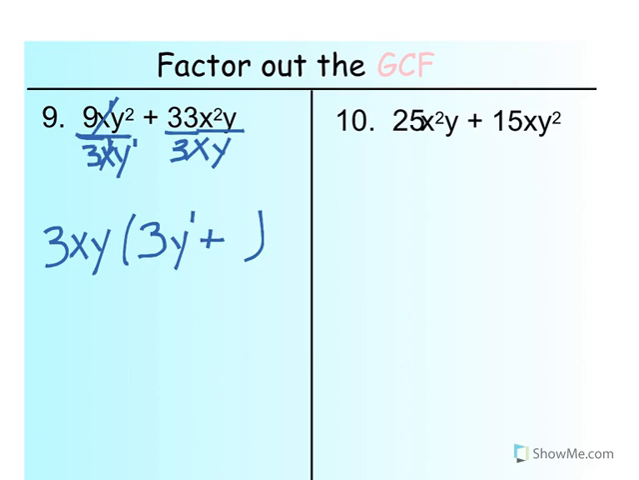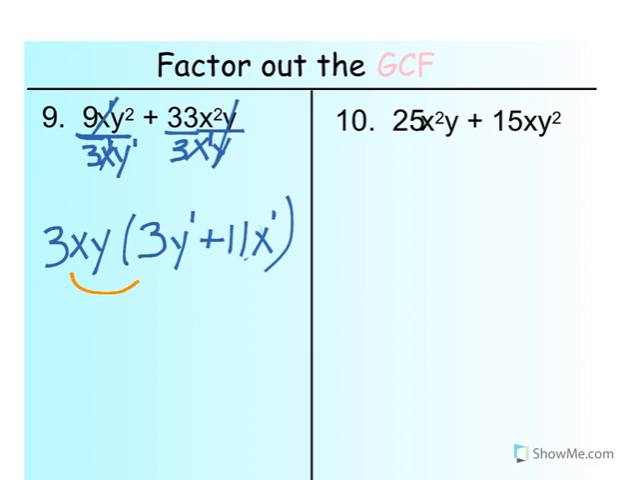Plus, let's go ahead and reduce. 33 divided by 3 is 11. X squared over x to the first, 2 minus 1 is 1, so that's x to the first power. And then the y's cancel. So let's see, did that make sense? Are you comfortable with the way I showed my work?